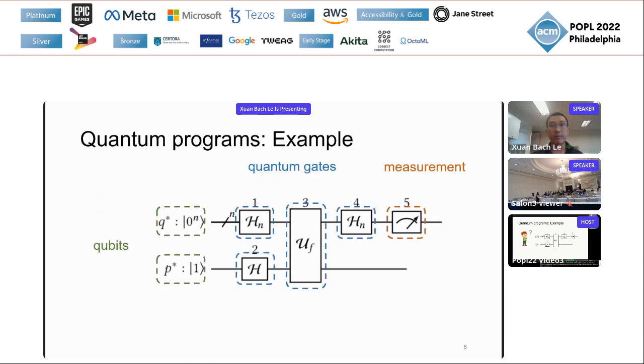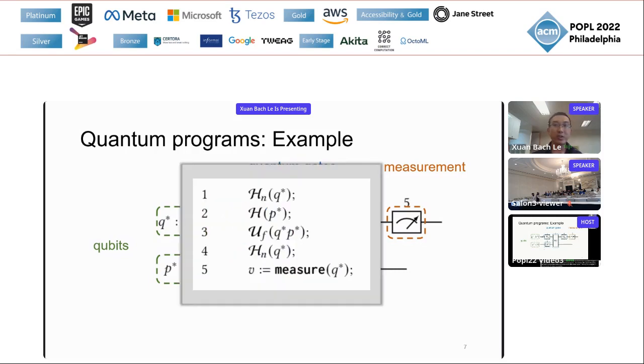There are several components in a quantum program. We have the qubit, which stores the state of the quantum programs. We have the quantum gate, which transforms the state of the qubits. And we have measurement, where we measure the state of the qubits. Although this program looks quite simple, it's almost impossible to understand what is going on. One may try to take the circuit and rewrite it using some intermediate language like this, but it doesn't really help us understand the programs.